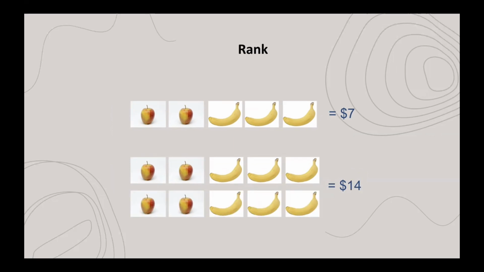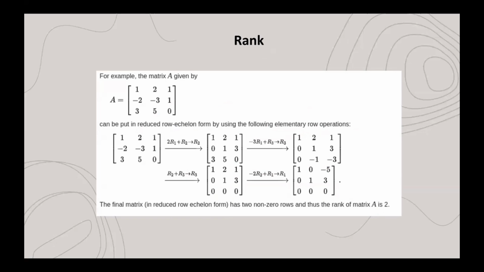But consider this. If we know that 2 apples and 3 bananas cost $7 and 4 apples and 6 bananas cost $14, we can't go any further because the second row of data is just twice the first row and gives us no new information. And this is why we say that there are two variables here, but the rank is only 1. So basically, the rank represents the maximum number of linearly independent rows or columns in the matrix.